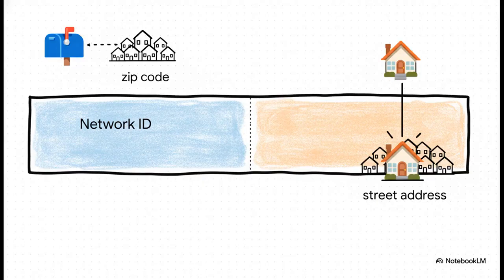An IP address really has two parts. You've got the network ID, which acts like a zip code. It gets the packet to the correct neighborhood or subnet. And once it's in the right neighborhood, the host ID takes over. That's like the specific street address that pinpoints the exact computer it needs to go to.